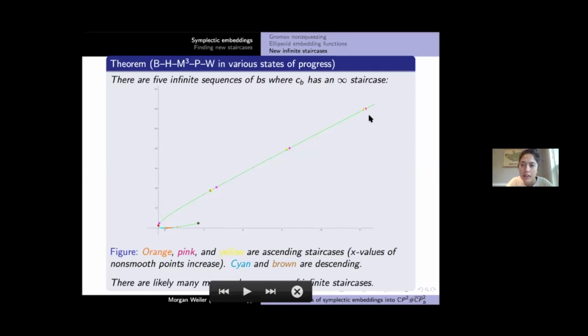It's hard to see as B gets large, but for the smaller values of B, you can see that the brown staircases occur for smaller B values than the yellow, than the pink. As B gets larger, this window shrinks, so it's harder to see exactly what's happening. We think there are many, many sequences of infinite staircases.